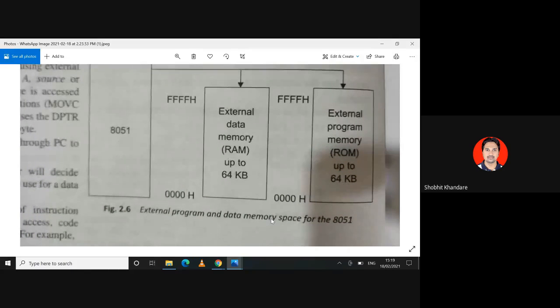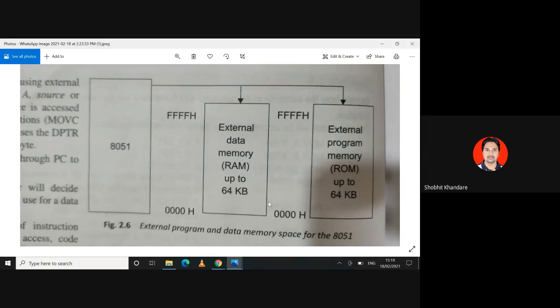Now this is also important. Try to understand. Now, in the figure you are seeing 8051. You are seeing external data memory, that is a RAM. You are also seeing external program memory, that is ROM. My question is 8051 has how many address lines? Your answer is 16.